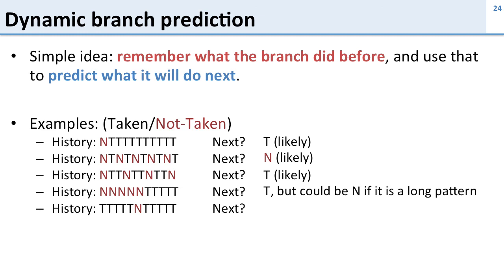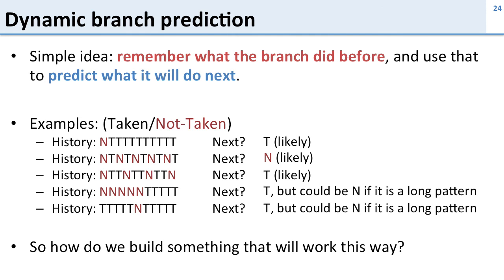We just had 5 takens, but it looks almost like we have a not taken every 5 takens. So it could be taken or could be not taken. So you can get varying degrees of complexity in the patterns here, and depending on how much hardware you're willing to build in your processor, you can learn more and more complicated patterns. So what we're going to talk about next is how do we build something that will work this way.